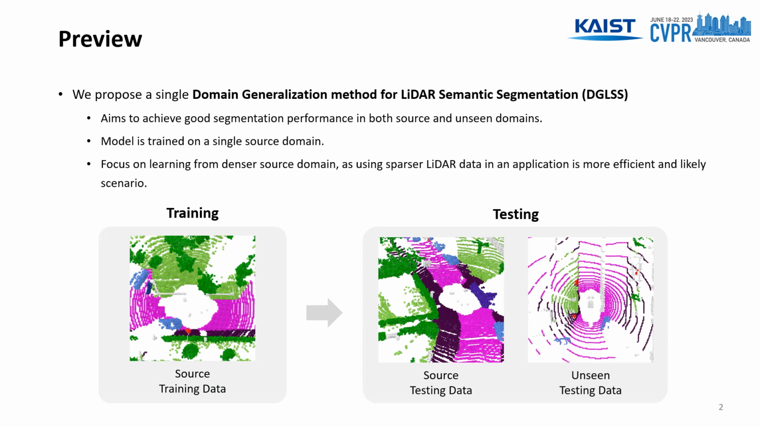In this paper, we introduce a single domain generalization method for LiDAR semantic segmentation, or DGLSS. We aim to ensure good performance not only in the source domain, but also in the unseen domain while training with only one source domain. We also focus on learning from a denser source domain, as using sparser LiDAR data in an application is much more efficient and a more likely scenario.